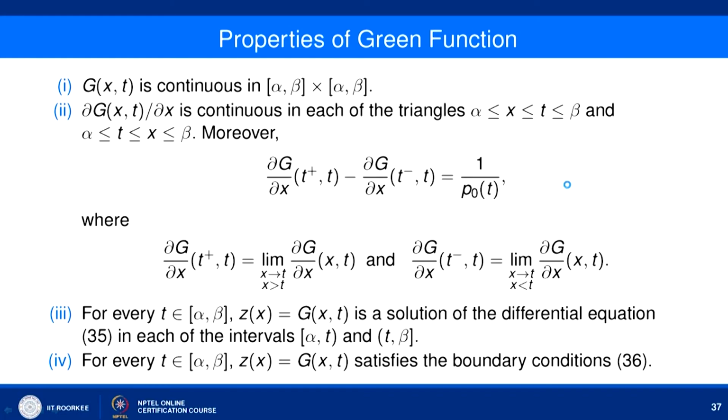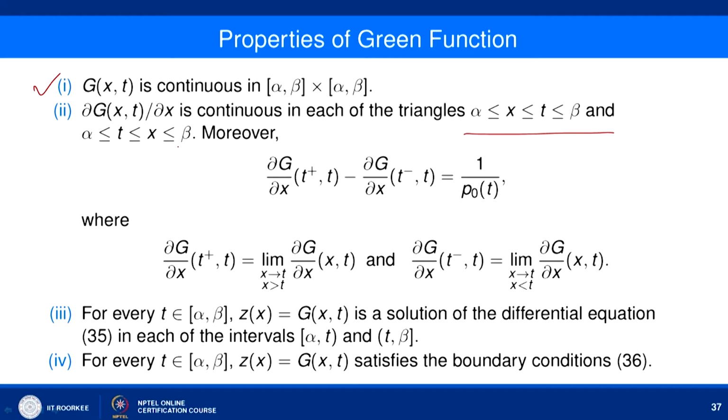So, let us first discuss the properties of Green's functions. There are some properties of the Green's function. The first property is that g of x, t is continuous in alpha, beta cross alpha, beta. Here x is in alpha, beta and t is in alpha, beta, so g of x, t is continuous in this rectangle. Now, the derivative of g with respect to x is continuous in each of the triangles, that is x less than or equal to t, and t greater than or equal to x, with alpha less than or equal to t less than or equal to x less than or equal to beta.